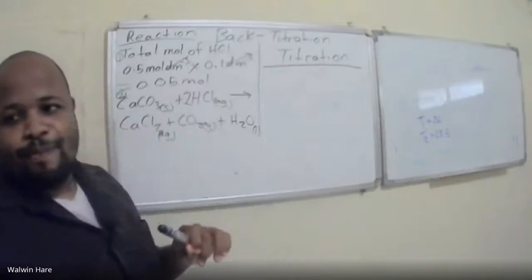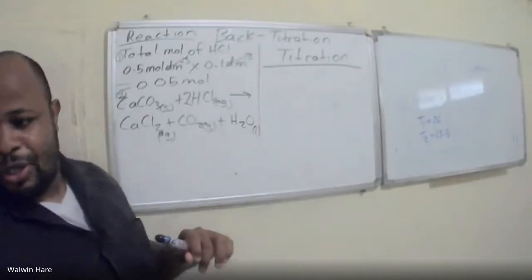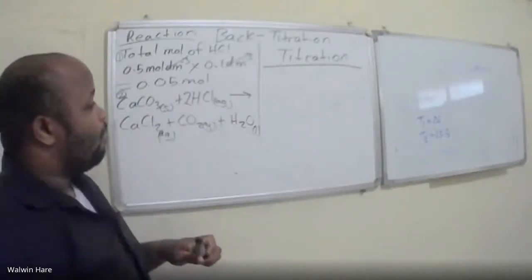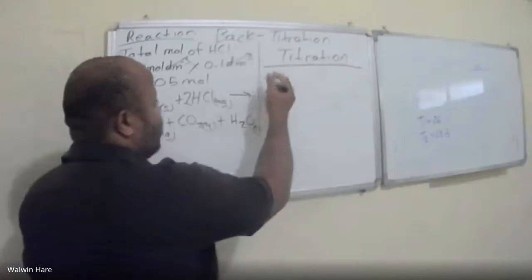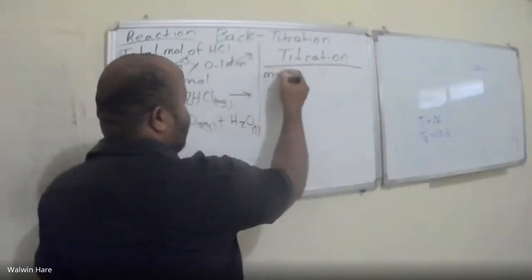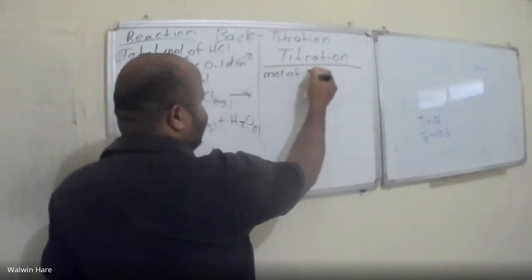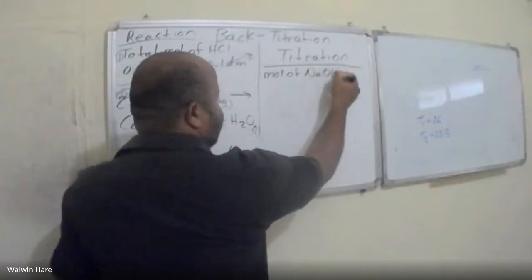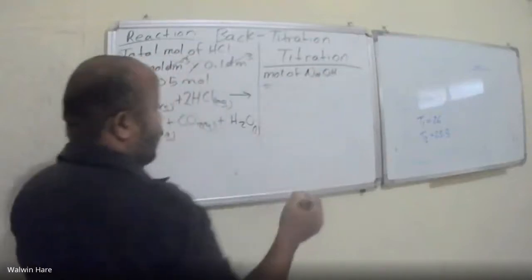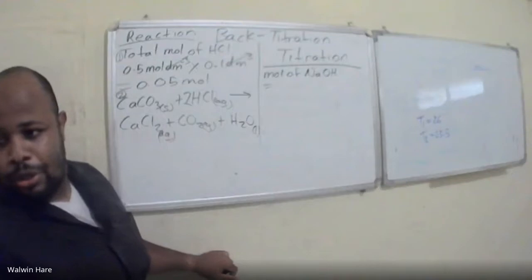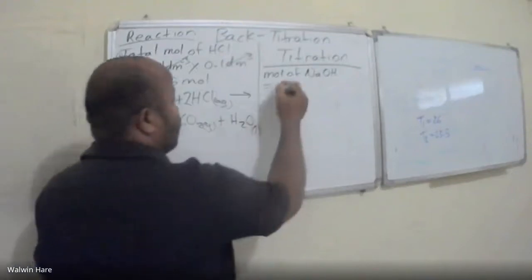Again, we have the concentration and the volume for the sodium hydroxide. So we are going to find the moles of the sodium hydroxide solution. And the concentration was 0.1.